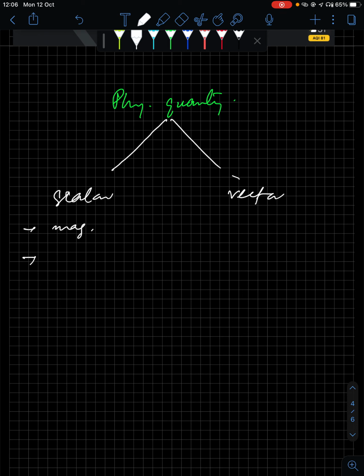They will have no direction mentioned, right? So you see, examples, what will they be? Mass is an example, right? Mass doesn't have any direction. Mass is the amount of matter contained in a body.